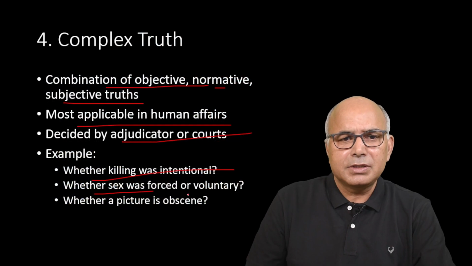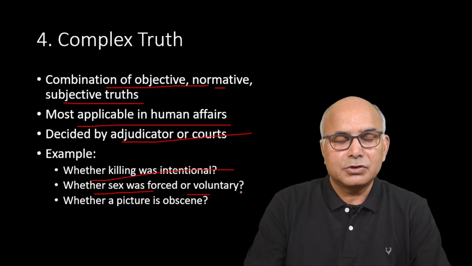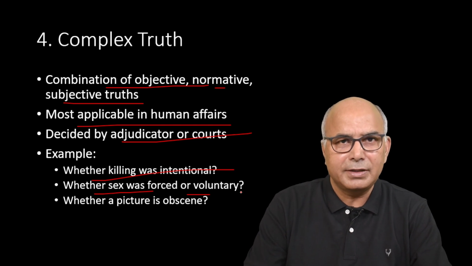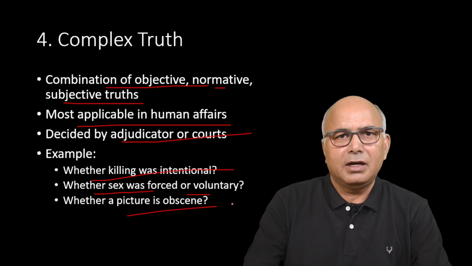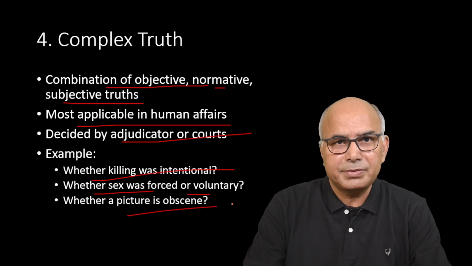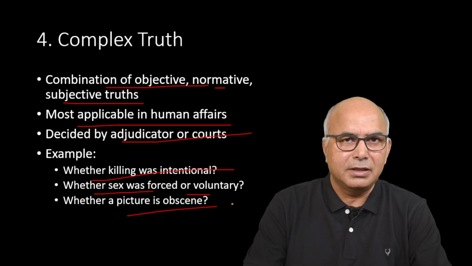In the same way, suppose there has been sex between two people. So the fact remains that yes, there was sex, but whether the sex was forced or voluntary, and whether the person should be punished or not, that's a complex truth which is decided by the court. In the same way, suppose there is a picture, whether that picture is obscene or not obscene, that is again something which is a complex truth, and that can be decided only by the courts.